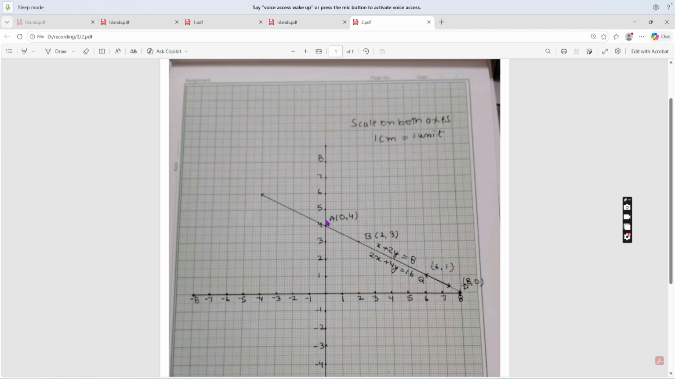It is point B. It is the point A. Point A is (0, 4). So it is the point which lies on the y-axis because its x coordinate is 0. So on the x-axis it is 0, and on the y-axis it is 4. So it is capital A point.